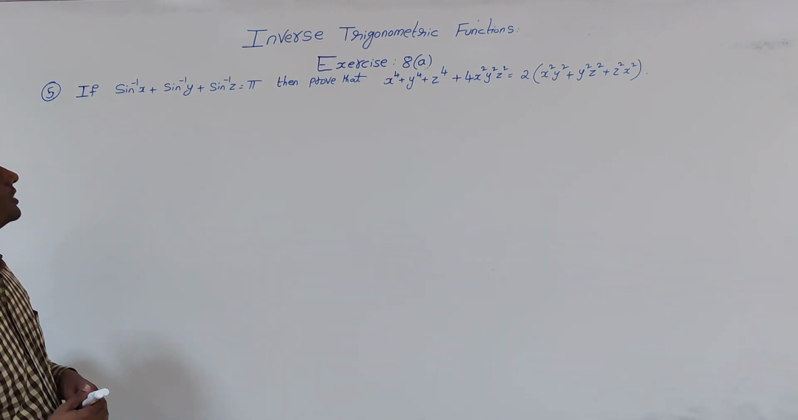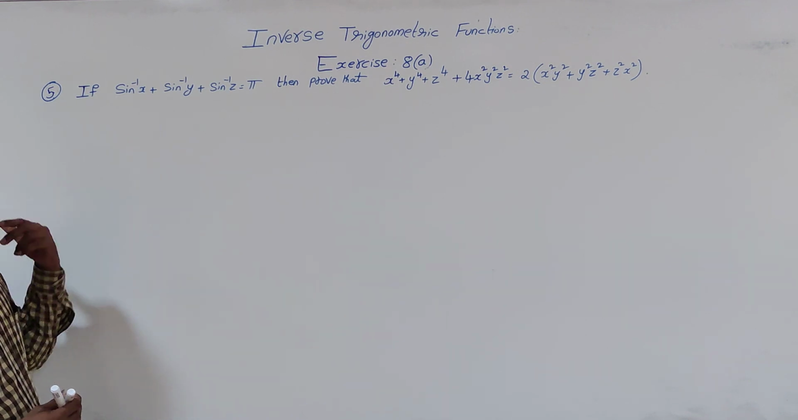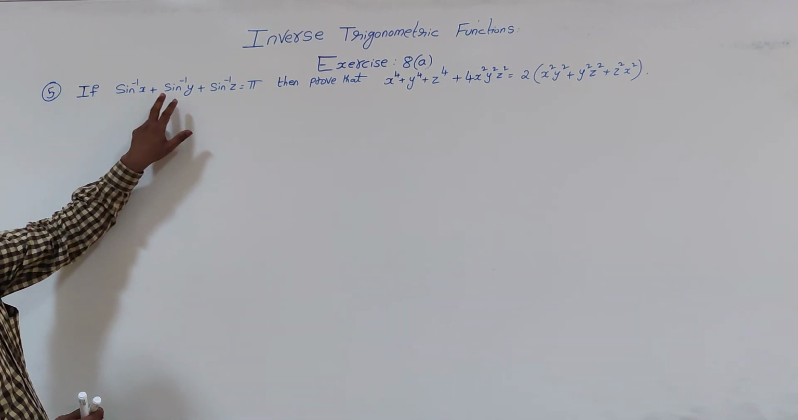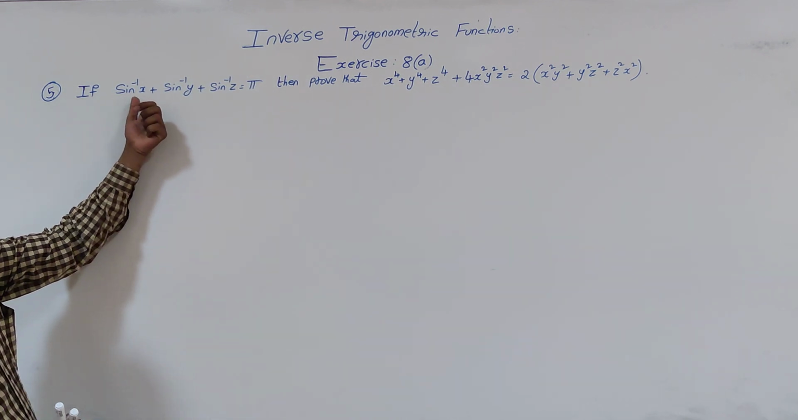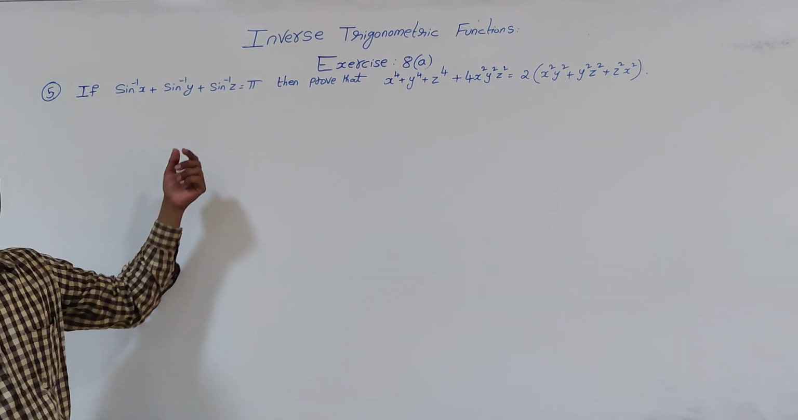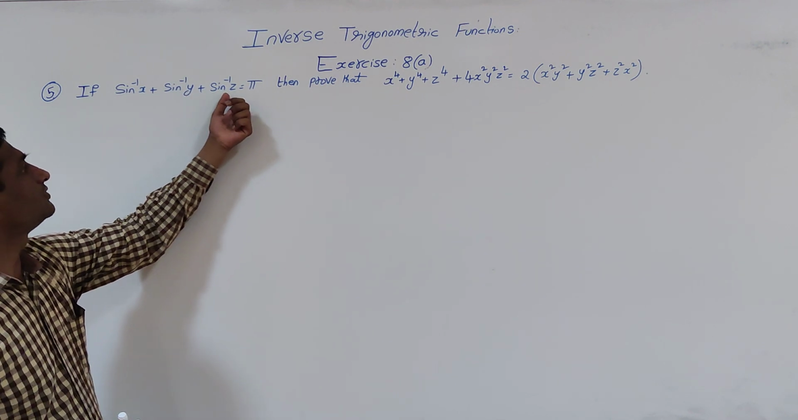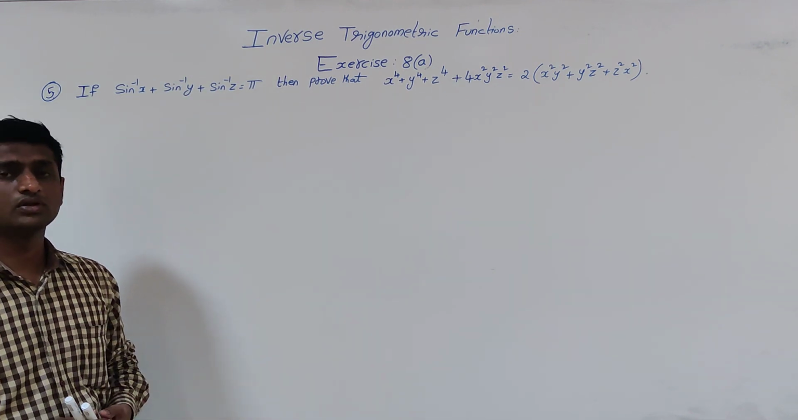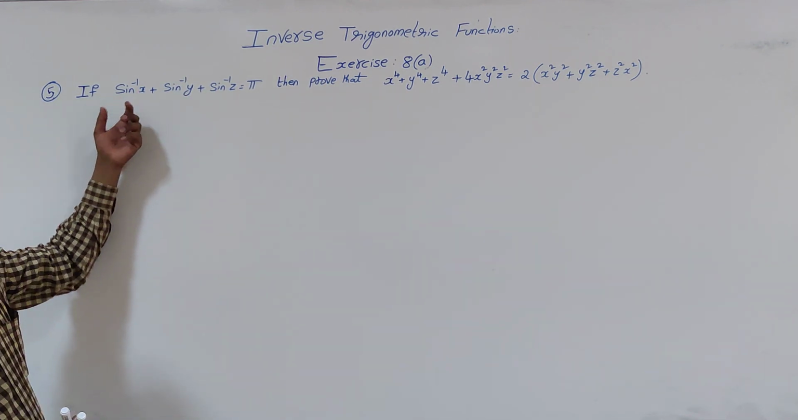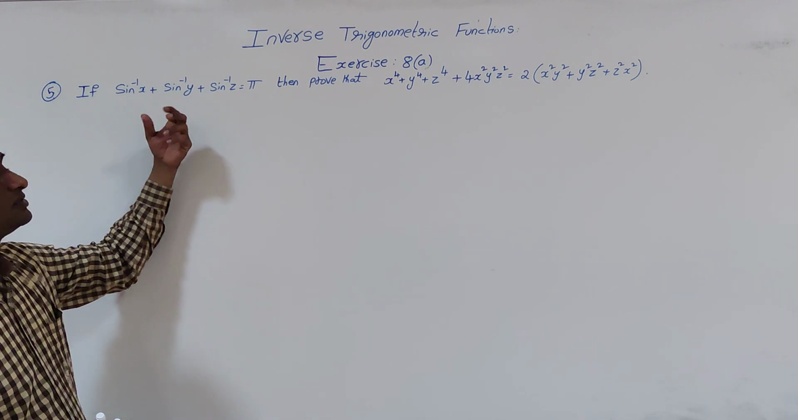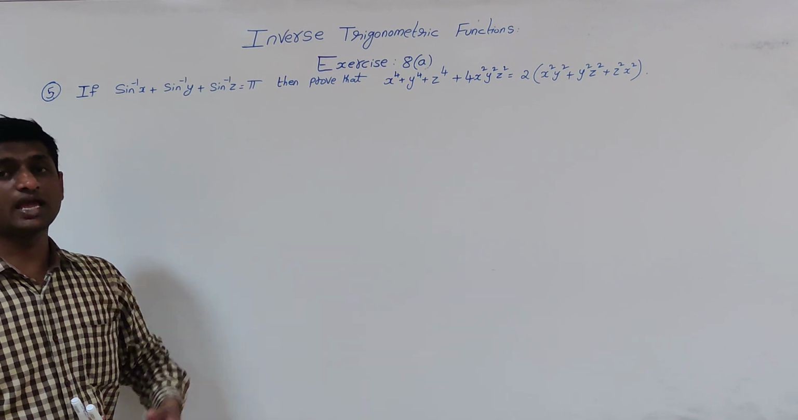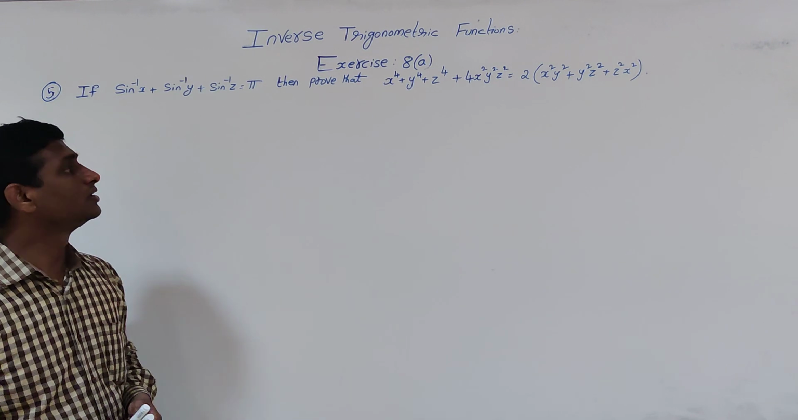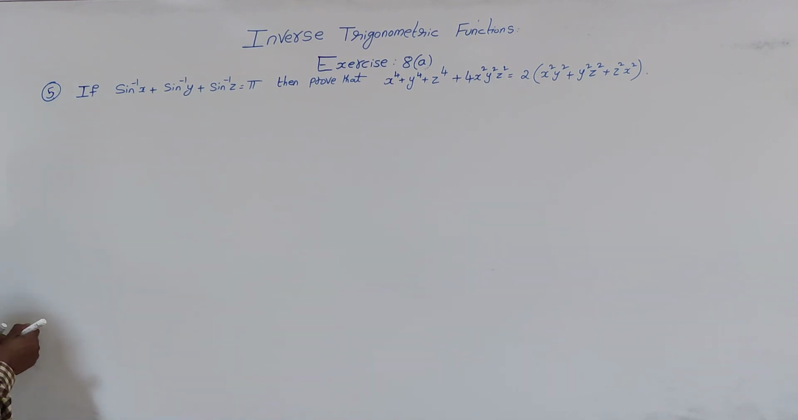Means the condition he has given is sine inverse of x plus sine inverse of y plus sine inverse of z is pi. Means assume that sine inverse of x is alpha, sine inverse of y is beta, sine inverse of z is gamma. Or assume that sine inverse of x is capital A, sine inverse of y is capital B, sine inverse of z is capital C. Means the sum of the three angles is pi. So we will see the proof.